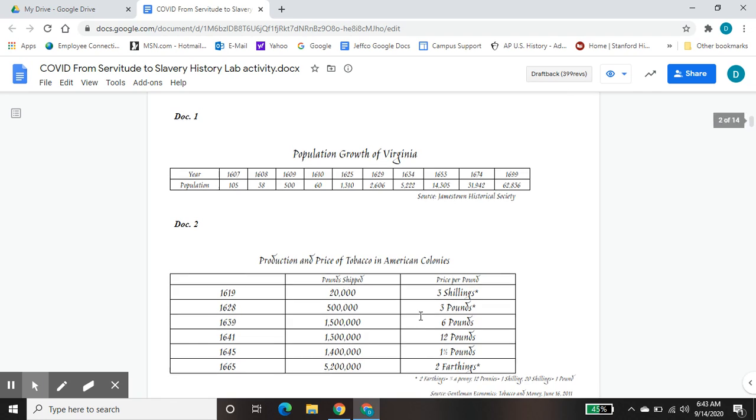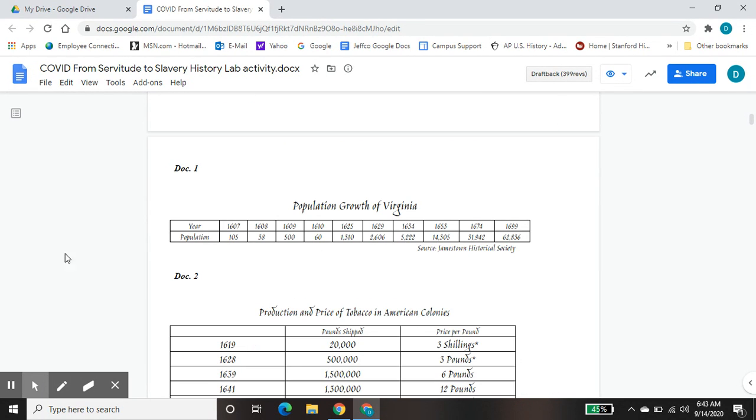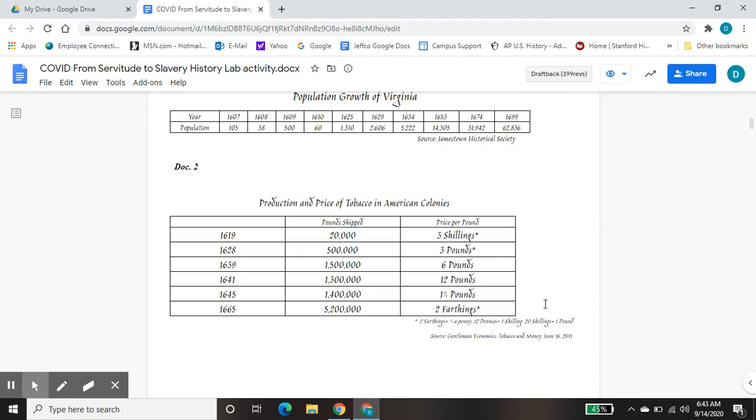So you'll come down, there's a series of documents here. Some of them are graphs. Okay, the population growth of Virginia, and it shows you how the colonies grew. The production and price of tobacco in the American colonies.